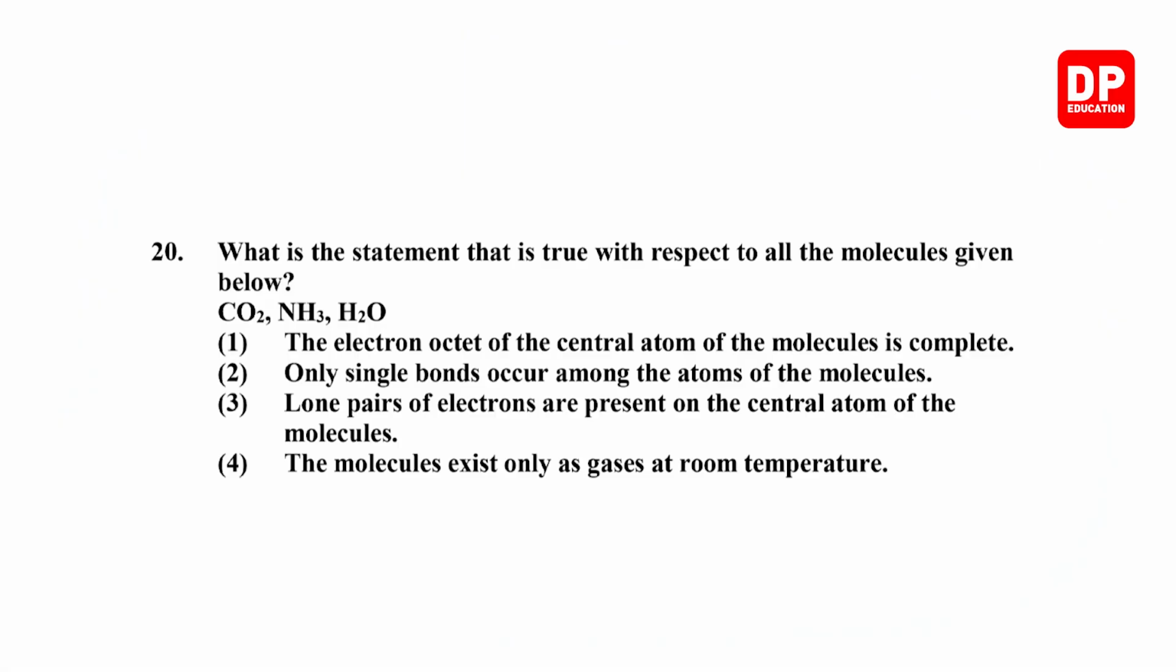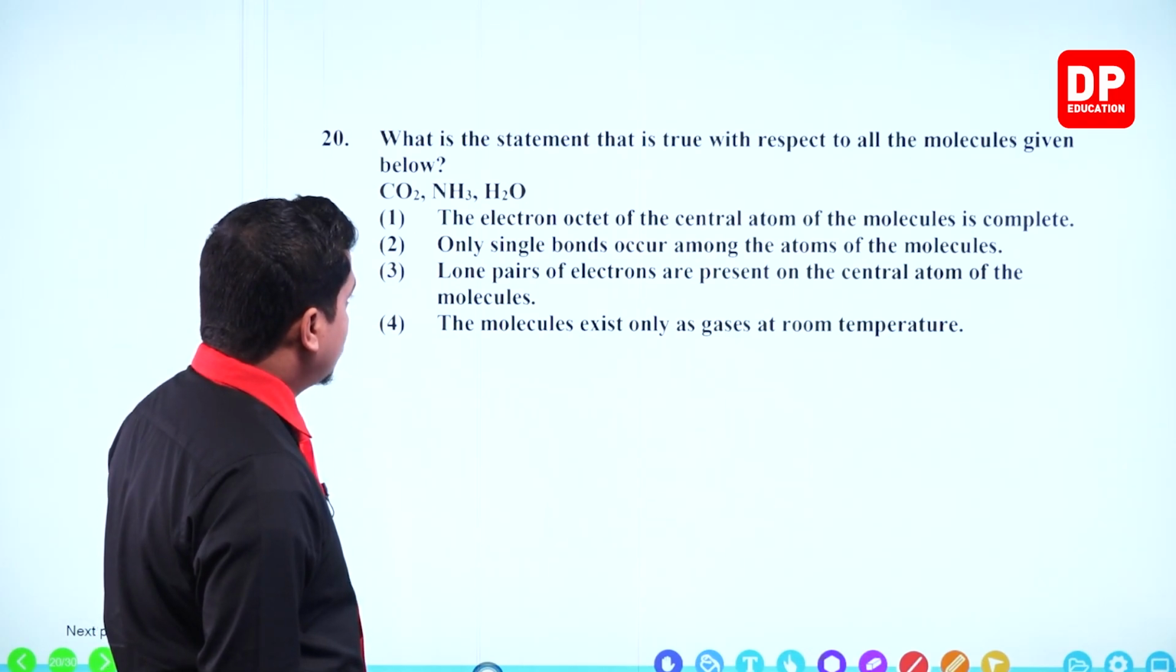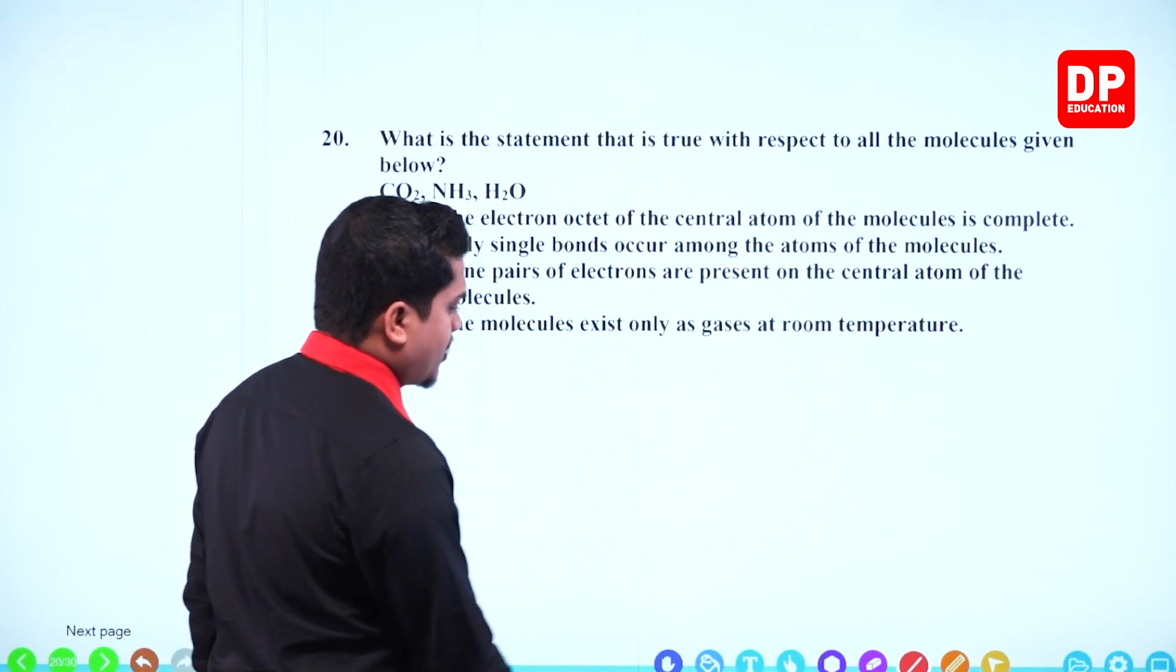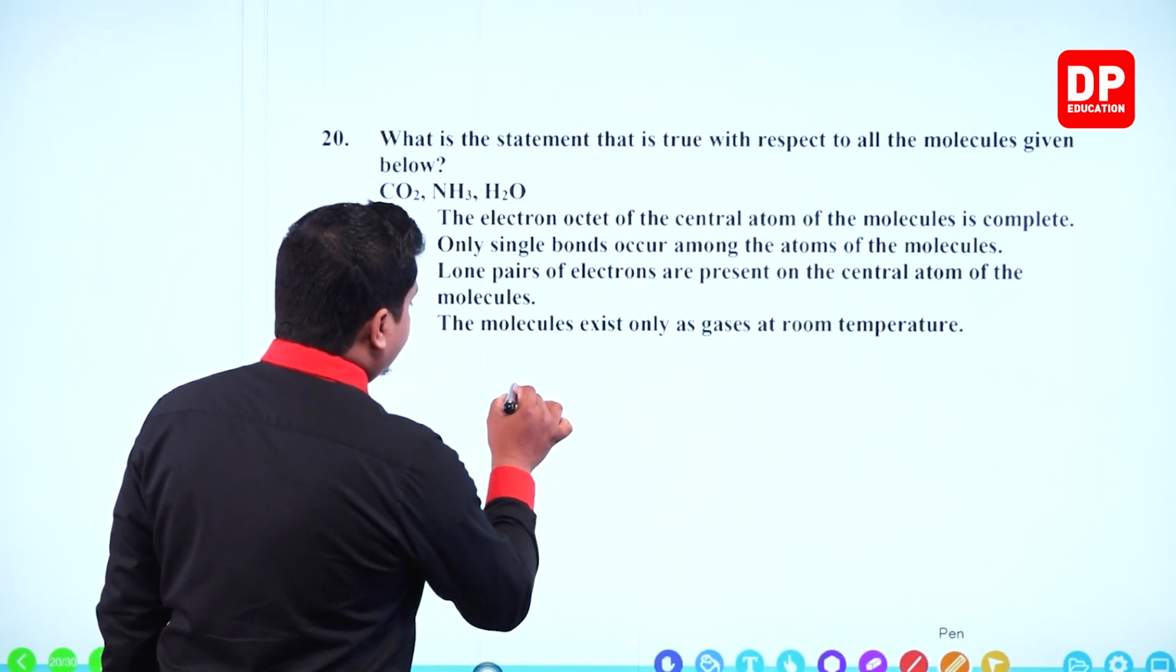What is the statement that is true with respect to all the molecules given below? All the molecules, okay? Carbon dioxide, ammonia, water. These are the molecules. Let's draw and show the structures of those things. Let's draw the dot cross diagrams.